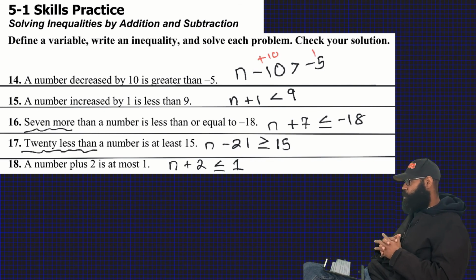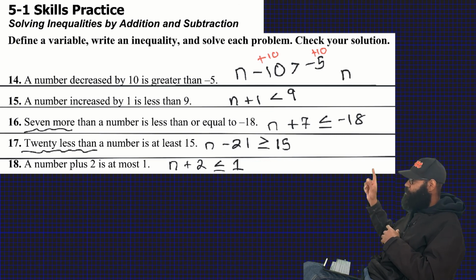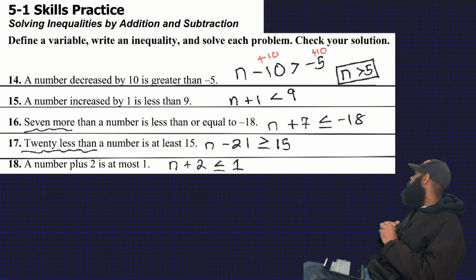All right, guys, here we go. I think we're going to jump back up to 14. The opposite of subtracting 10 is adding 10. Careful on your integers. A -5 and a +10 is going to leave you with a positive. How many more positives do I have? 5 more. So n is greater than 5.